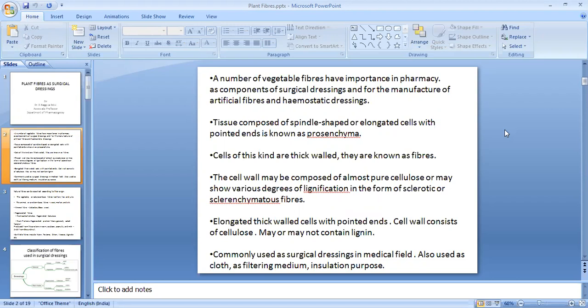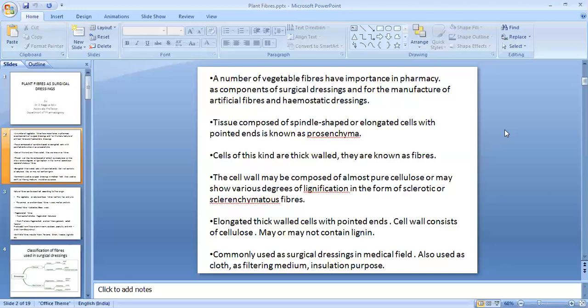Before going into the fibers used in the pharmaceutical field, you should know what is meant by a fiber. It is a tissue or a cell composed of spindle-shaped or elongated structure with pointed ends. It is otherwise known as prosenchyma. These cells have a thick wall. Sometimes they may or may not contain lignin, and they are known as fibers.